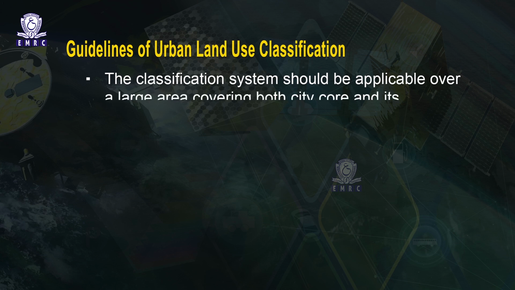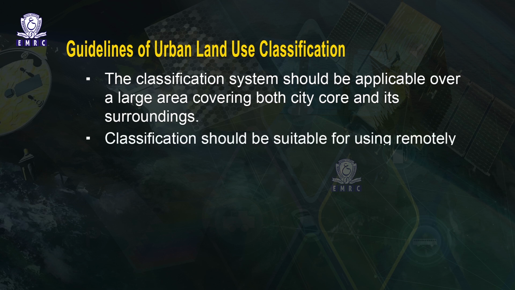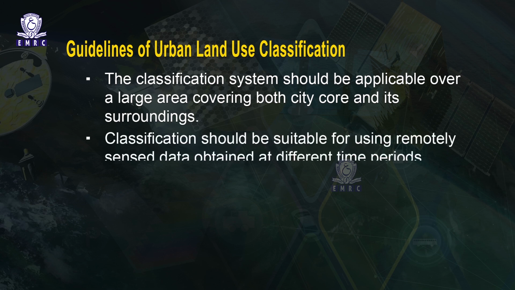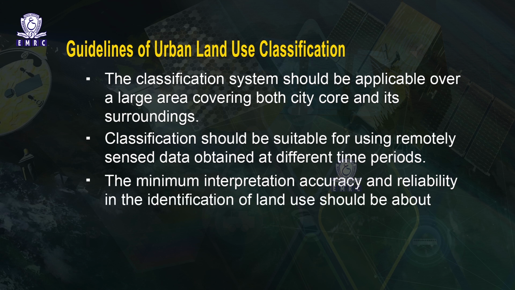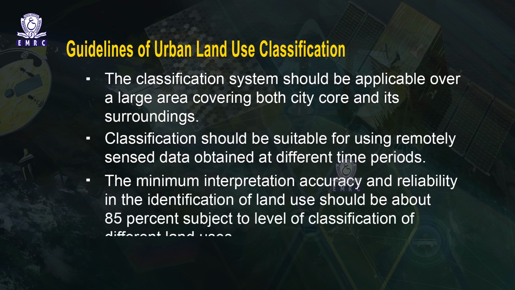The classification system should be applicable over a large area, covering both the city core and its surroundings. Classification should be suitable for using remotely sensed data obtained at different time periods. The minimum interpretation accuracy and reliability in the identification of land use should be about 85%, subject to the level of classification of different land uses.